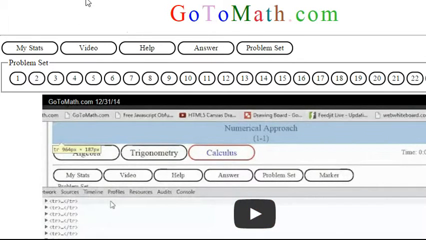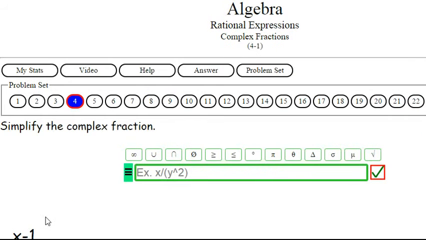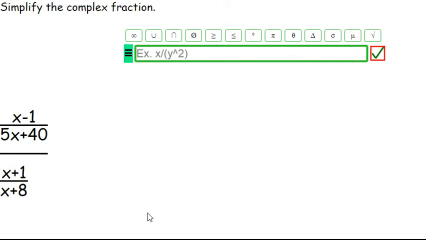Okay, we're over here, gotomath.com. Click on Algebra. Let's go down to complex fractions. Looking at 4.1, it looks like. So we got x minus 1 over 5x plus 40, and that's all over x plus 1 over x plus 8. Got it.